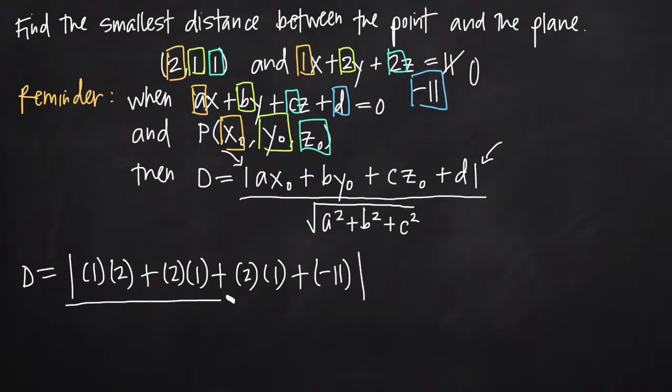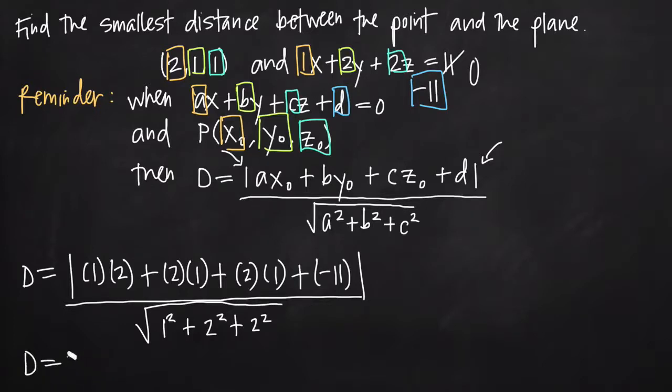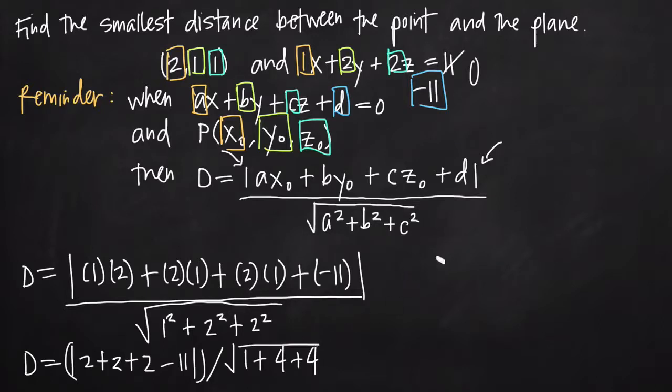So we've got our absolute value bars. And then in the denominator, we have the square root of a squared. Well, a is 1, so we have 1 squared, plus b squared. b is 2, so we have 2 squared, plus c squared, where c is 2, so we have 2 squared here. And now it's just a matter of simplifying this as much as we can. So we're going to get d is equal to the absolute value of 2 + 2 + 2 - 11, all divided by the square root of 1 + 4 + 4. And we're just going to continue simplifying over here.